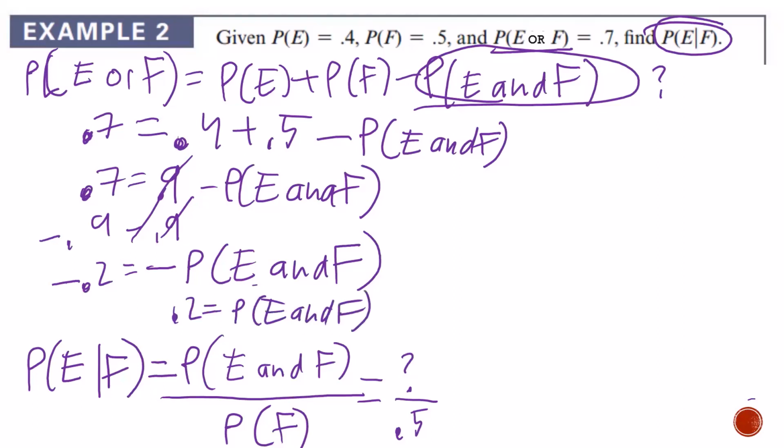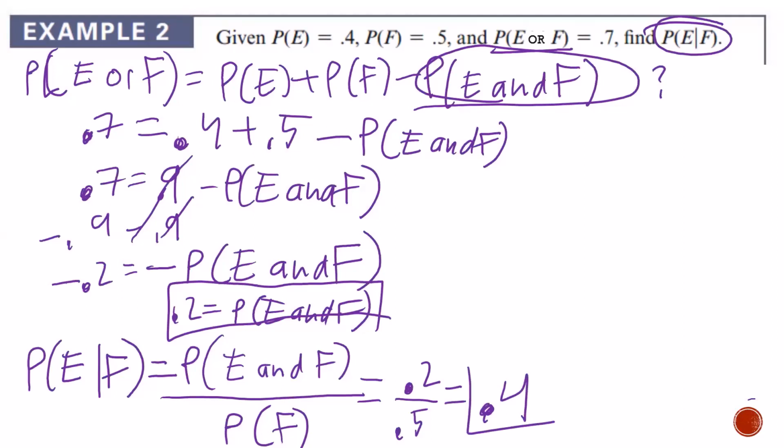You may have been able to solve that from here. If you just said 9 take away what is 7, the what has to be 2. So in this case, 0.2. Now that I have E and F, I can put that in here. And get 0.4.